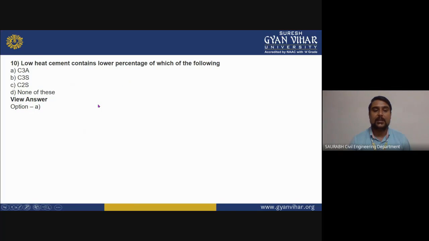Come to the last question, which is: low heat cement contains a lower percentage of which of the following: C3A, C3S, and C2S, or none of these. Here C3A is tricalcium aluminate, C3S is tricalcium silicate, C2S is dicalcium silicate, and the last option is none of these. Here the right answer will be A.